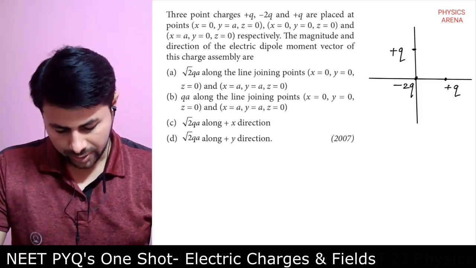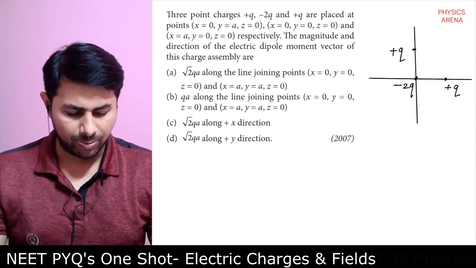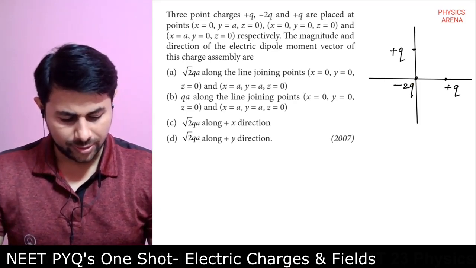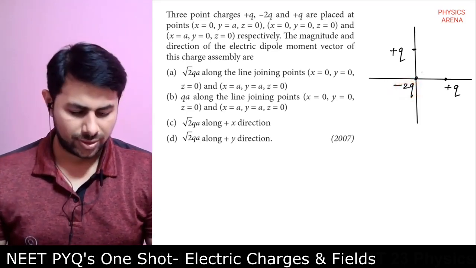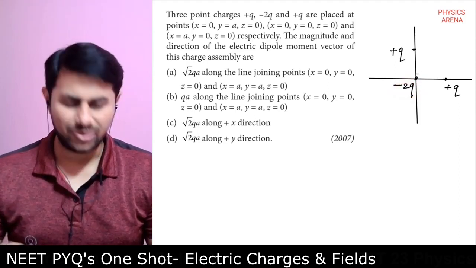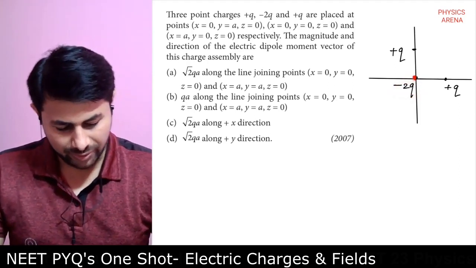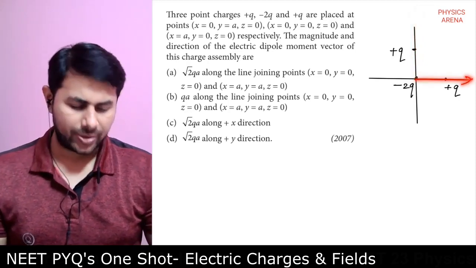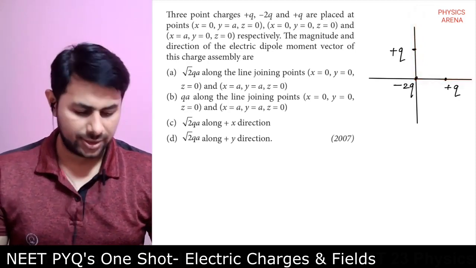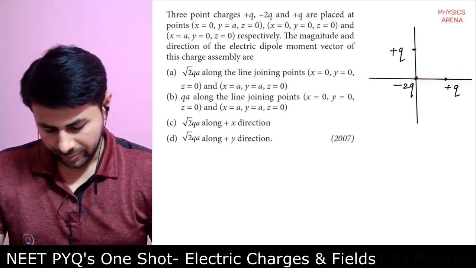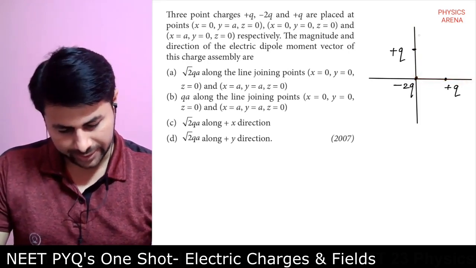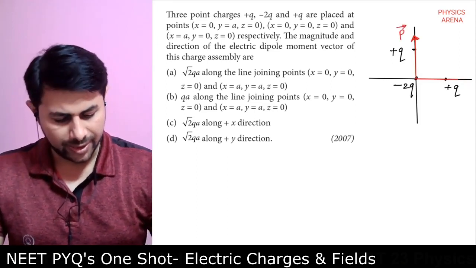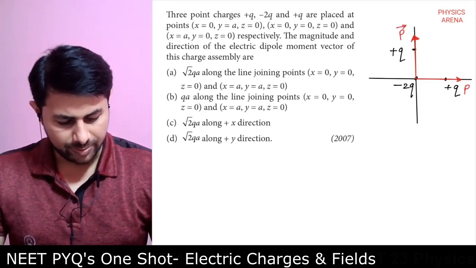So now there will be some dipole moment from negative charge to positive charge. You take one of these two negative charges, minus Q. There will be a dipole moment from minus Q to plus Q, and a dipole moment from another minus Q to this plus Q. Dipole moments will be directed like this. Let's call it P bar, this one is P bar.